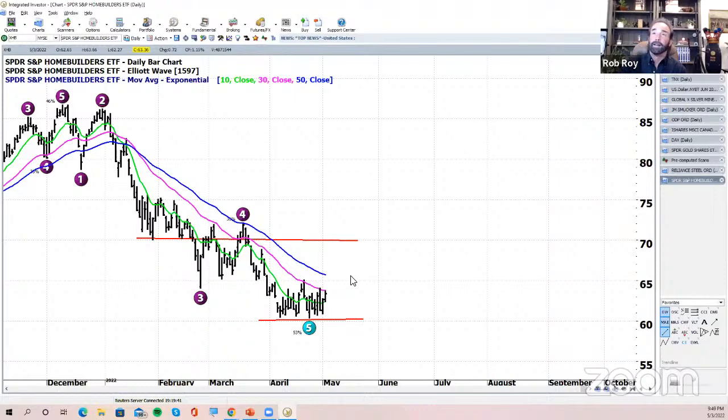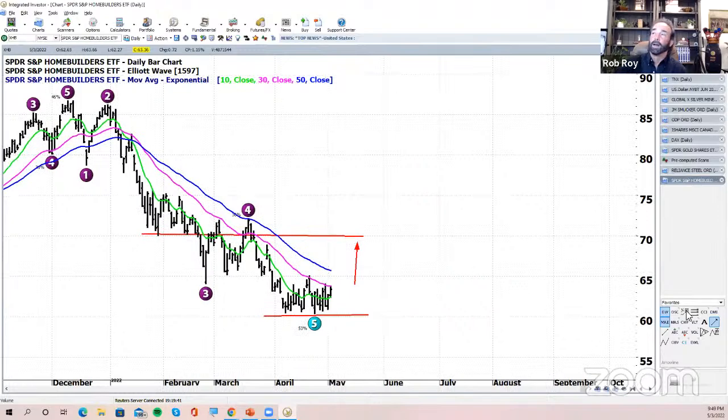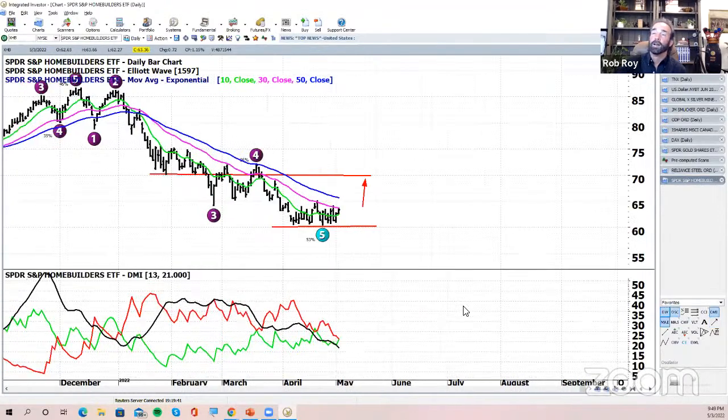Other than that, I would be surprised if it goes above 70, but that is the Elliott wave formula, when a wave 5 ends, and you can see how long it's consolidated, so likely the end, and you start to bounce back up. We are back above the 10-day moving average. So the likelihood of going back up to that previous 4 is there.